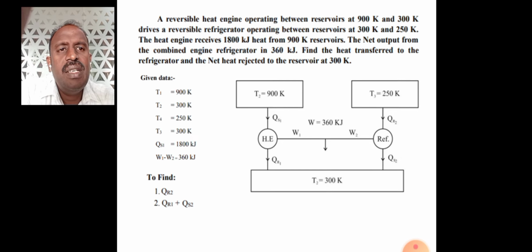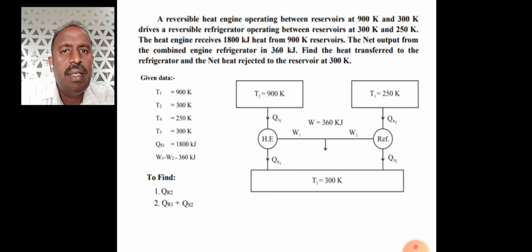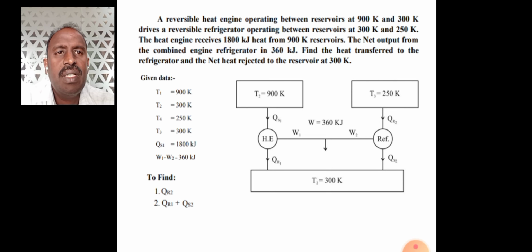The heat engine receives 1800 kilojoule of heat from the 900 Kelvin reservoir. So 900 Kelvin is your higher temperature, and from that you are receiving the heat. So QS1 equals 1800 kilojoule.